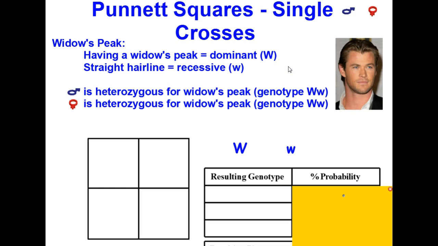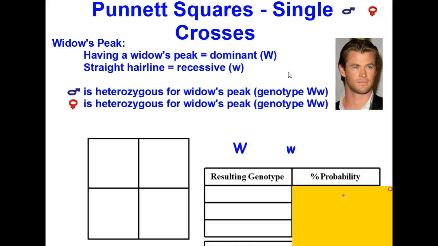Punnett squares were invented by Reginald Punnett, who was a big fan of Gregor Mendel, and he came up with a way to calculate and express the percent probability of the genotypes and the percent probability of the phenotypes of particular crosses. When we say cross, we mean to take one individual and cross it, or mate it, with another individual that has particular traits.